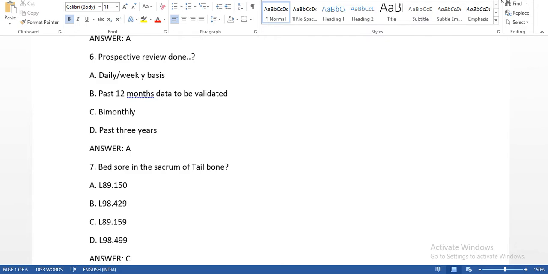So the rationale for this answer is, a prospective review is also termed a pre-billing audit or review, which is done before billing is submitted. This is done by some medical practices daily, weekly or monthly. So it is at the discretion of medical practices how they want to do the prospective review. So here our answer is A, daily or weekly basis.